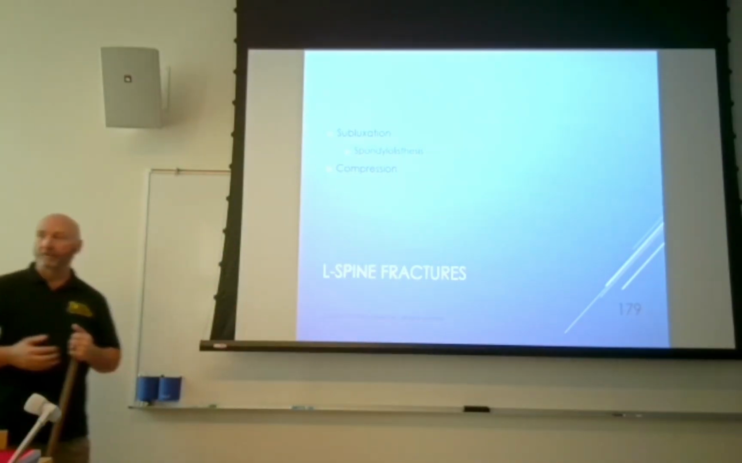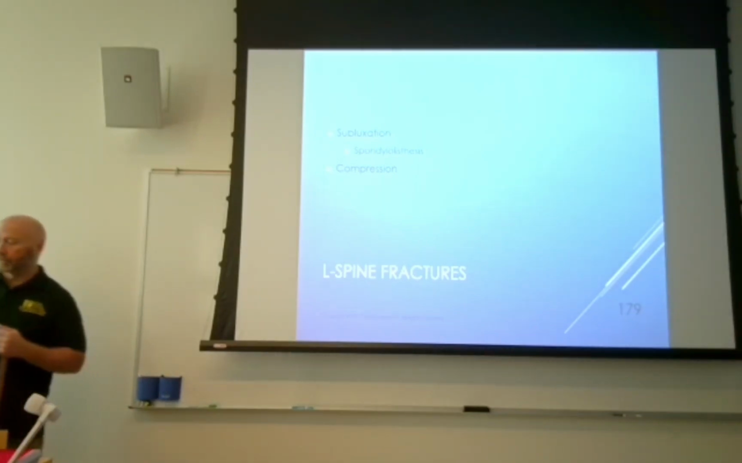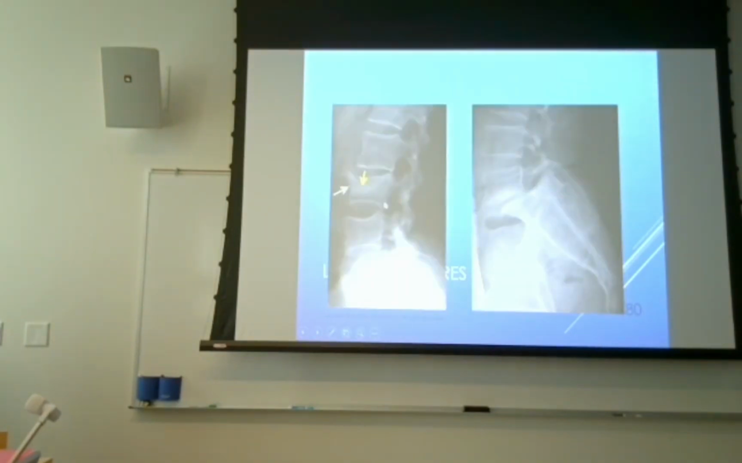Then compression fractures, we'll talk about those in the T-spine. That's where the height of the vertebra gets squished. And it can come with some issues as well. So we've got a compression fracture there. This is your spondylolisthesis. The anterior alignment of the L-spine should be pretty well continuous with the anterior alignment of the sacrum, but we've got that subluxation there, and that is your spondylolisthesis.